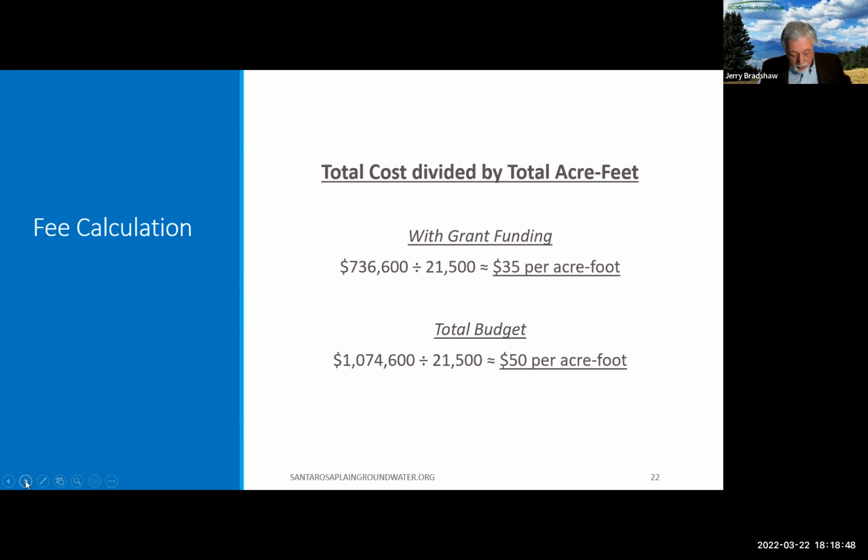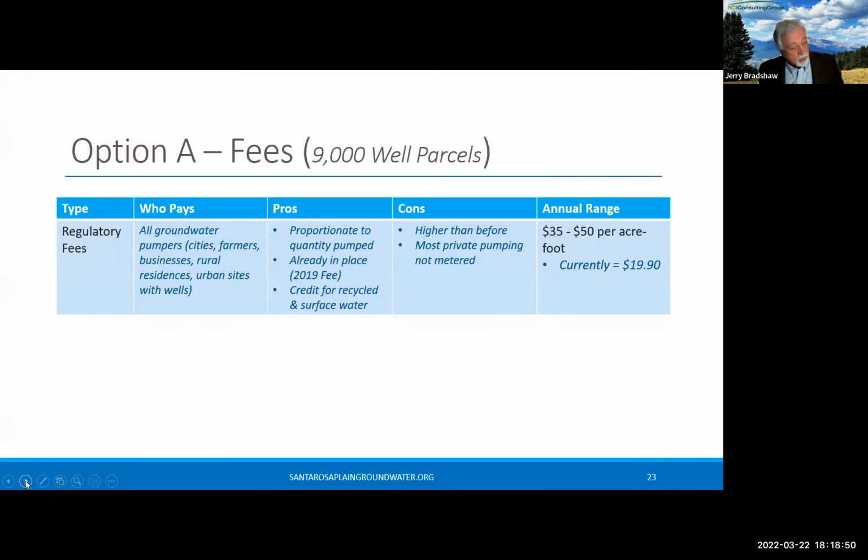So I think the next slide, let's see. Yes, the next slide will take us into some options. We have two families of options, option A and option B. This family would be fees that would be spread to the 9,000 or so parcels that rely directly on well water. So it's a little bit smaller universe than the whole basin, but these are the direct recipients of well water. The regulatory fees you see here are exactly like the ones that are in place now. It's just basically at a higher rate.